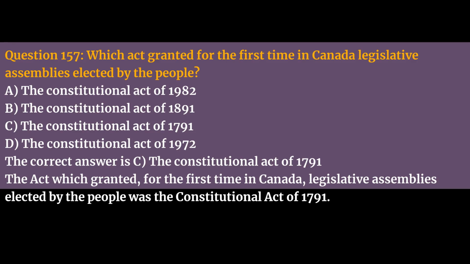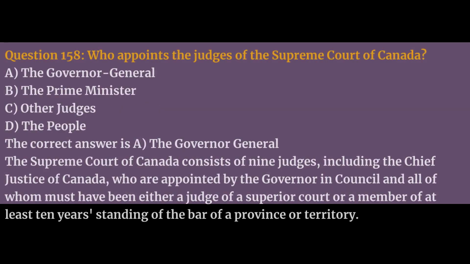The Constitutional Act of 1972. The correct answer is C. The Constitutional Act of 1791. The act which granted for the first time in Canada legislative assemblies elected by the people was the Constitutional Act of 1791. Question 158. Who appoints the judges of the Supreme Court of Canada?